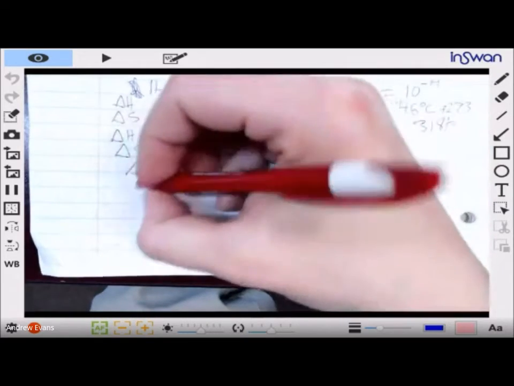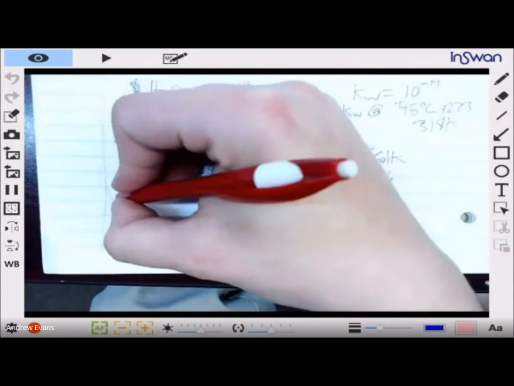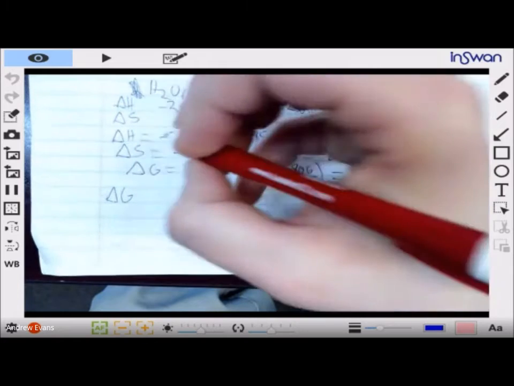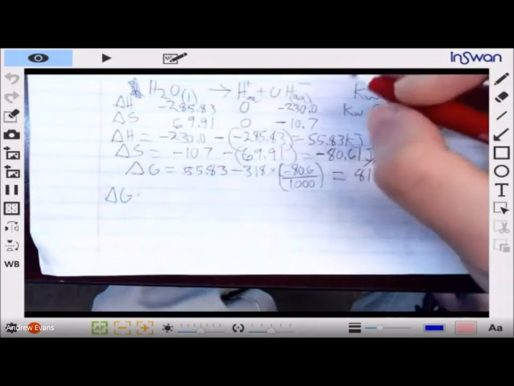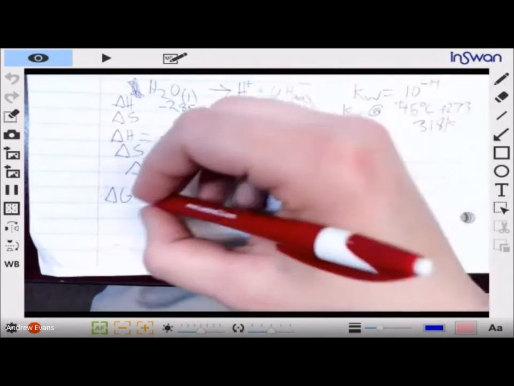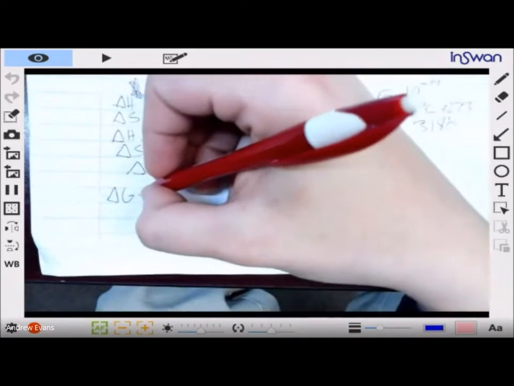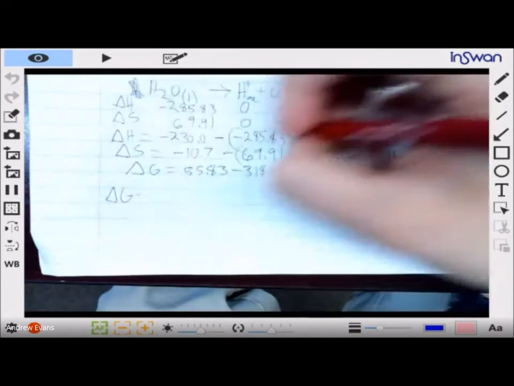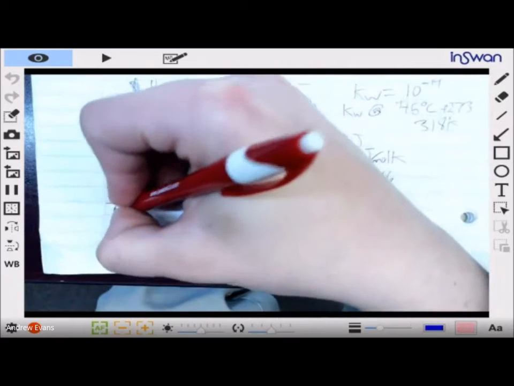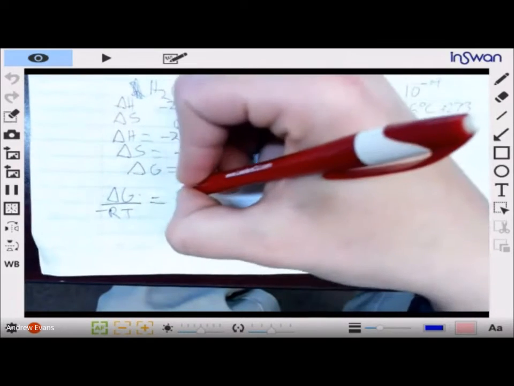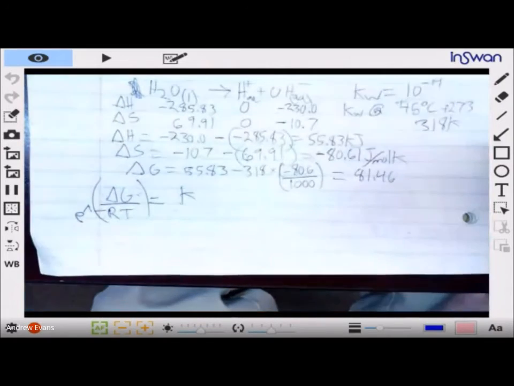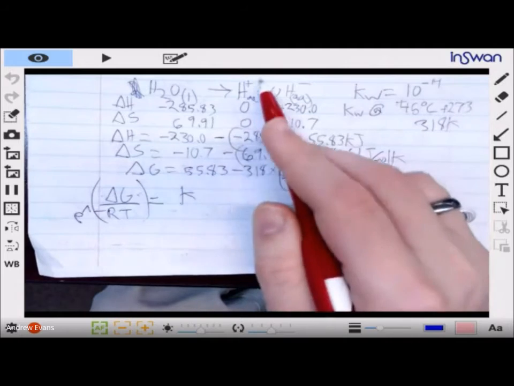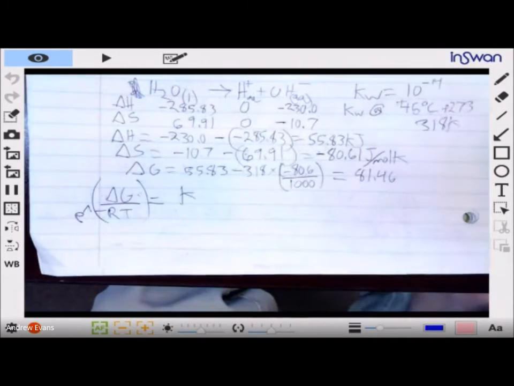Now with that in mind, delta G is related to R, T, ln K. R is a constant, T is our temperature, ln K. So you could look at this as two versions. If you're given delta G, you're going to say delta G over negative RT, and to get K, you're going to take the inverse log of both sides. But if you're given K, you could find your delta G.